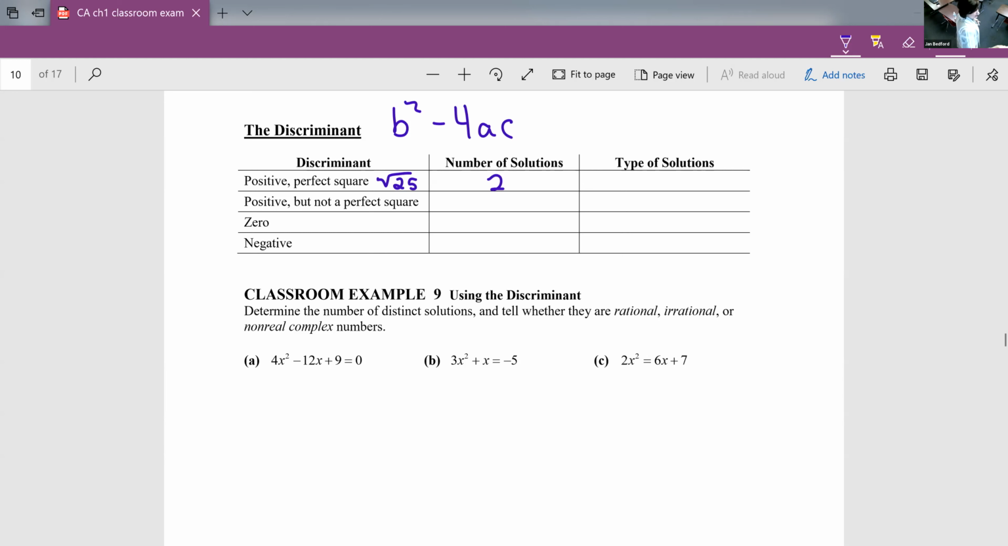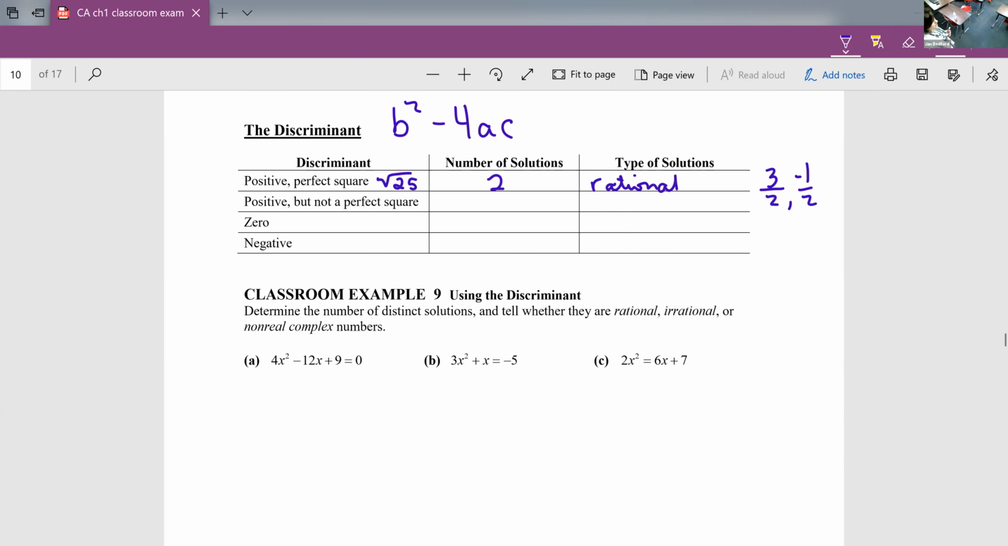And if there's no radical anymore, what kind of number would that be? Maybe it would turn out to be something like 3/2 and -1/2. That might be an example of what you'd see. What kind of numbers are those called? Excellent. They are rational. So we get 2 rational solutions, meaning there's no square root in it, when we have a positive perfect square underneath the radical, when b squared minus 4ac is a positive perfect square.